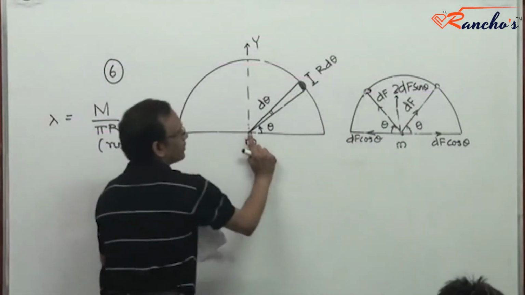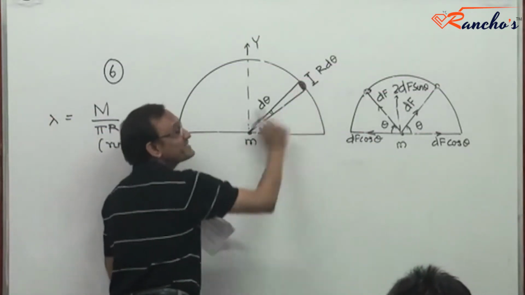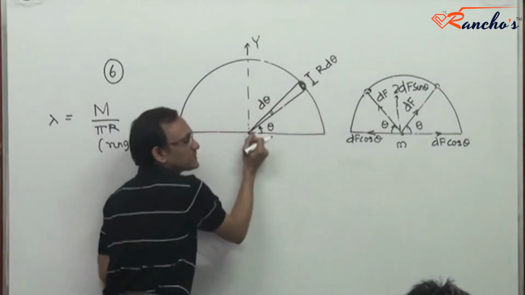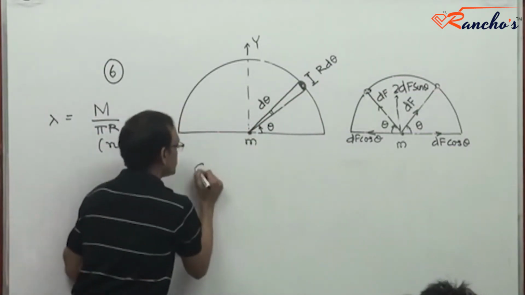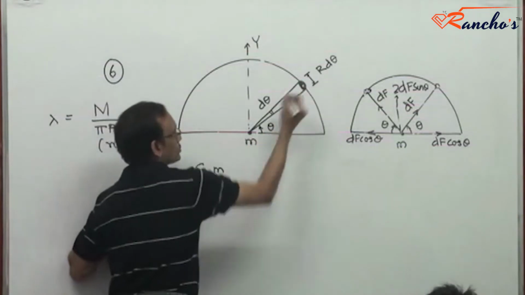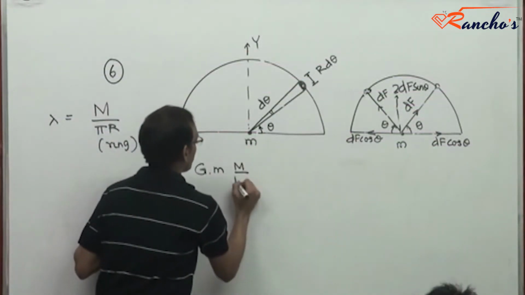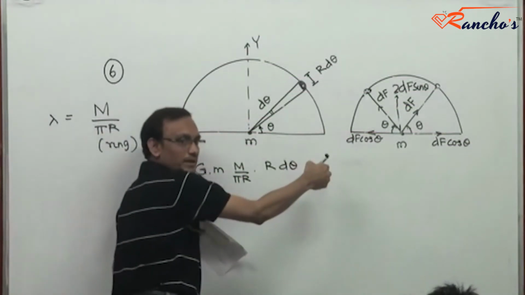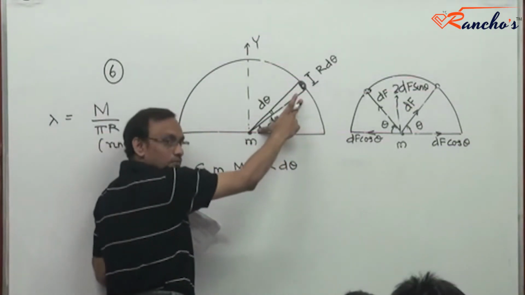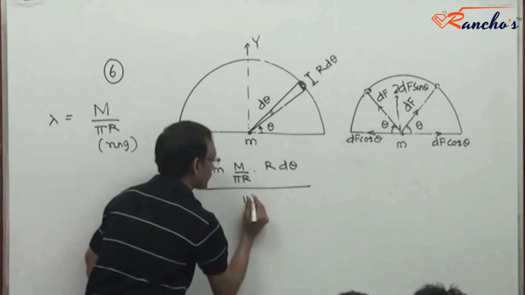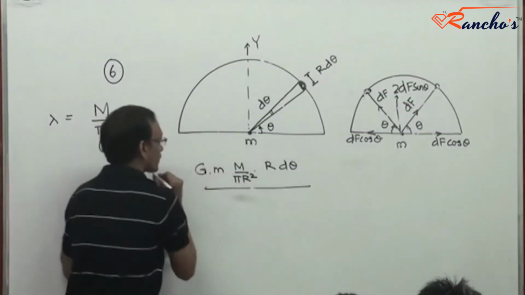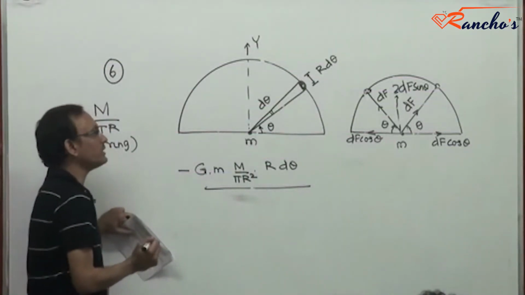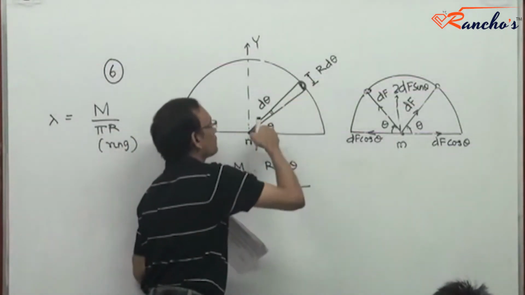The potential at this point, that means the interaction energy between this element and this point particle, is going to be G times small m into the mass of this element, which is M by pi R into R d theta, divided by R, with a minus sign. GMm by R with a minus sign, right? That's the potential energy of this pair.